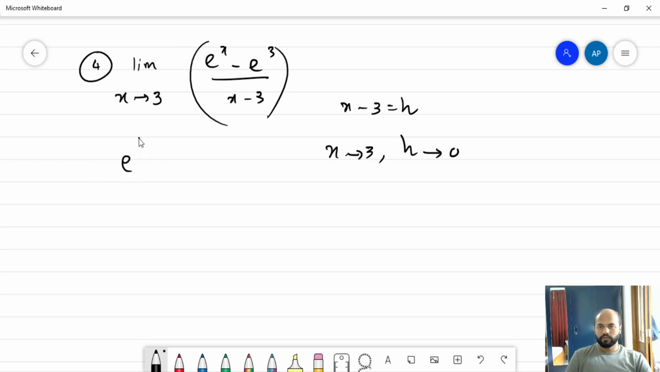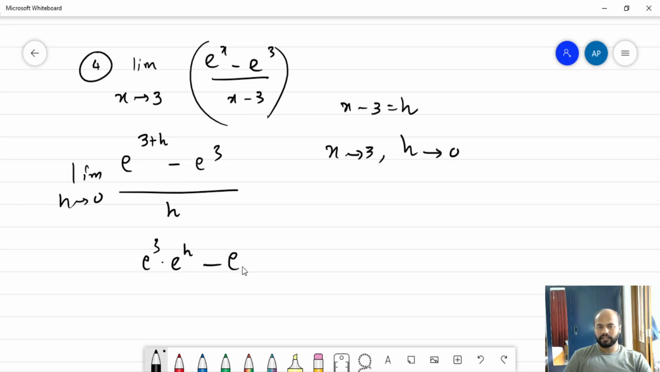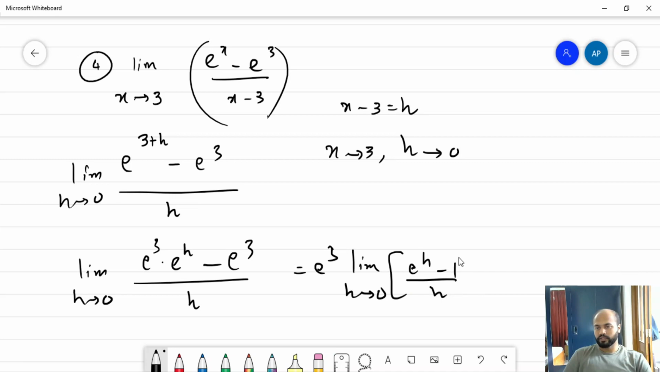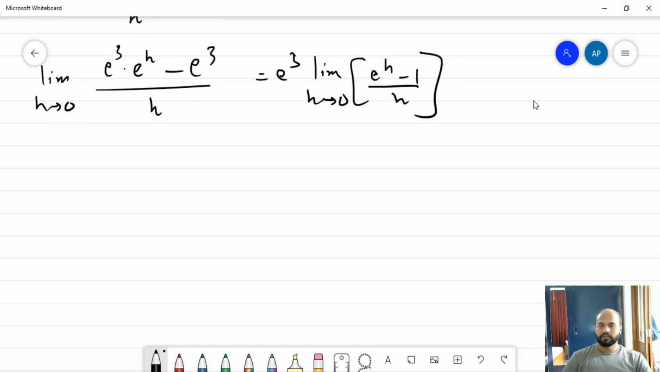So e raised to 3 plus h is what we get, minus e cube divided by h, limit h tending to 0. Further, we can write this as e raised to 3 into e raised to h minus e raised to 3 divided by h, limit h tending to 0. Now, e raised to 3 can be taken out, and what remains inside is limit h tending to 0, e raised to h minus 1 by h. Now this limit is standard, so we know the value of this, and the answer is going to be 1. So the final answer which comes is e cube into 1, which is e cube.